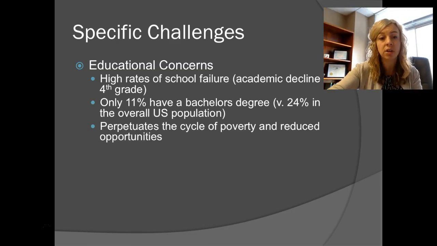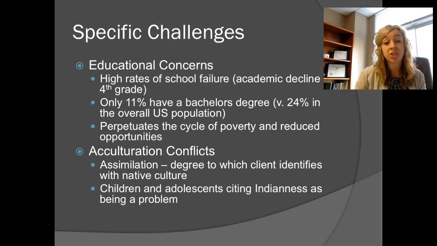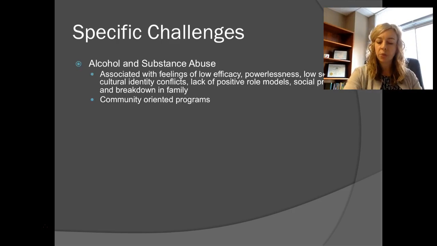There are educational concerns with regard to school failure and dropout, and of course, if there's not education happening, this perpetuates the cycle of poverty, reduced opportunities, and also stereotypes. Then there's acculturation conflict, the degree to which someone identifies with native culture, the assimilation or acculturation, and then children and adolescents citing Indianness as being a problem, right? So there's the identity threat or the stereotype threat that affects, of course, a child's or adolescent's psychology. A few more specific challenges.